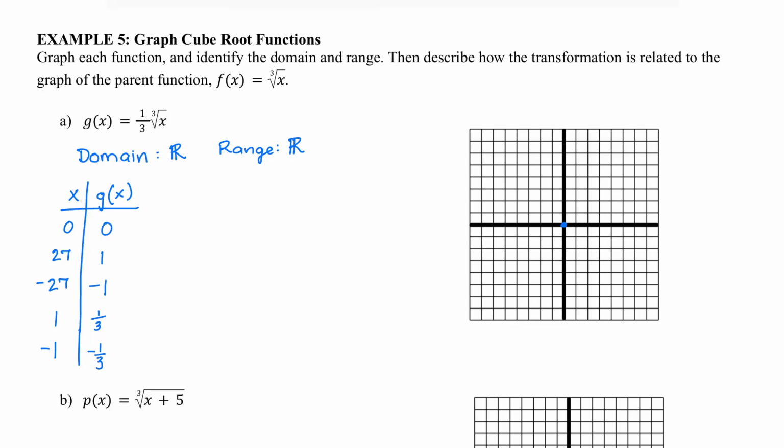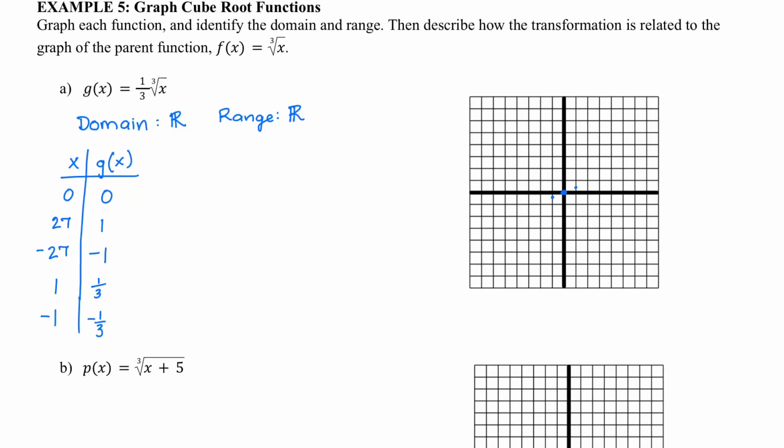So if we've got our 0, 0, we know that at 27, way all the way over here somewhere, we're going to be at 1. So our line is going to be approaching 1 as we get larger. 1/3 is going to be, if we zoom in, 1/3 of the way between 0 and 1. That's 1/3. And then we had negative 1, negative 1/3.